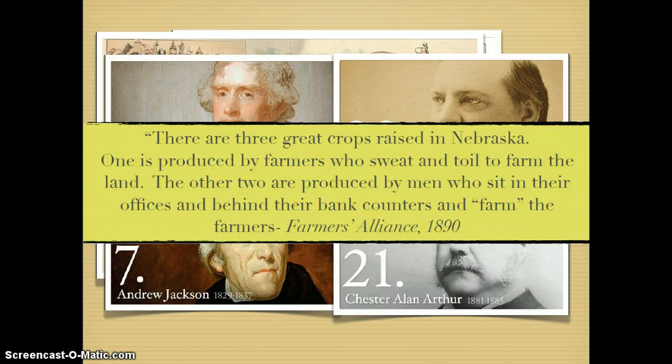A very significant quote that we will lead into what we're talking about next comes from a group known as the Farmers Alliance, which stated that there are three crops raised in Nebraska. One is the crop of corn, one is the crop of freight rates, and one is a crop of interest. One is produced by farmers who sweat and toil to farm the land. The other two are produced by men who sit in their offices behind their bank counters and farm the farmers. So think of it in a sense that there are groups of people who are taking advantage of the farmers, from the farmers' perspective.